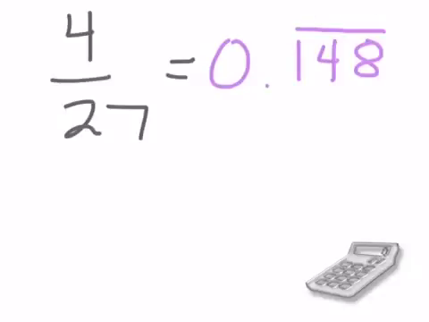So notice what I did. I wrote 0.148 with the bar notation over it to indicate that the numbers 148 keep repeating and repeating and repeating. Again, this is what we call a repeating decimal.